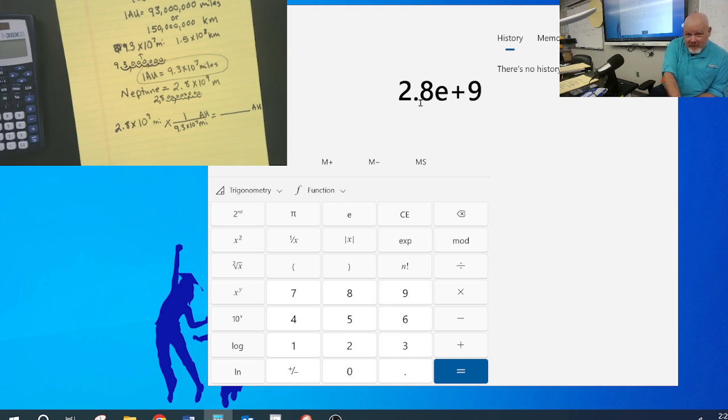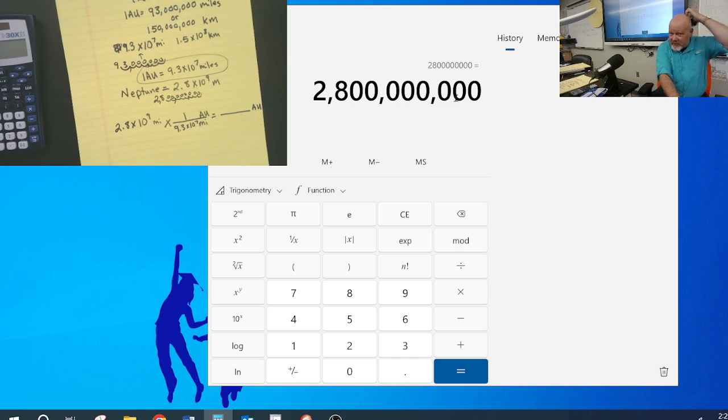That little E plus means times 10 to the, and that was the ninth power. So that's 2.8. Really what I'm saying is 2.8 billion. And the next thing, you don't want to hit divide yet. You want to hit equal. And look at that. It did it for you automatically. It turned it from scientific notation to a regular whole number, 2,800,000,000. Okay? Now I'm going to multiply that by 1. That's going to be 2.8 billion.